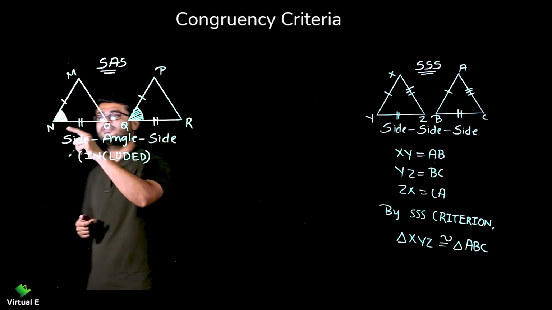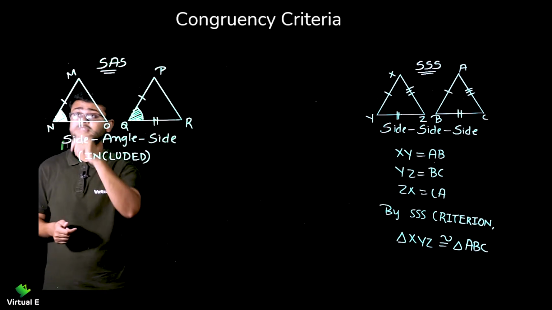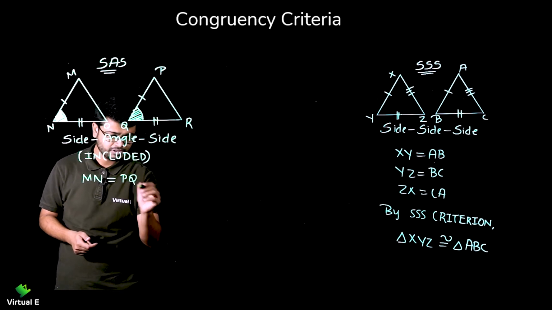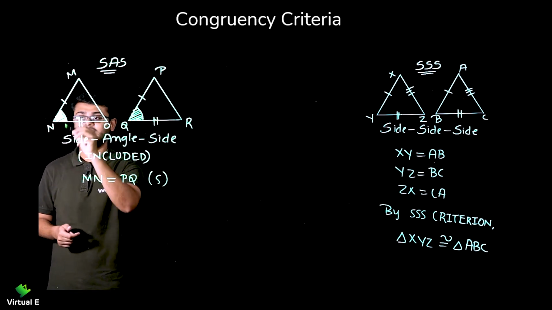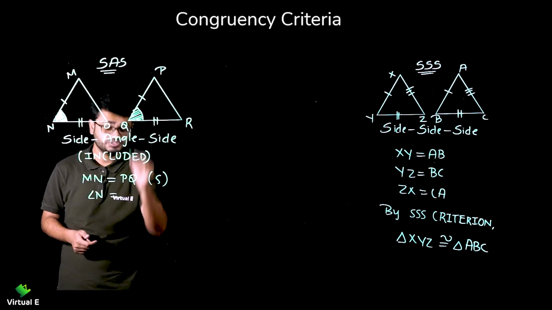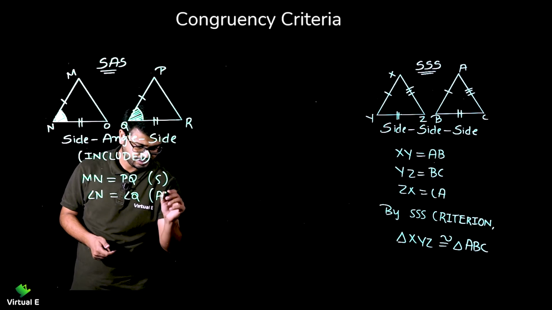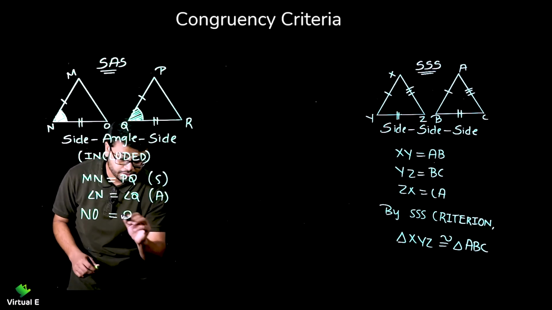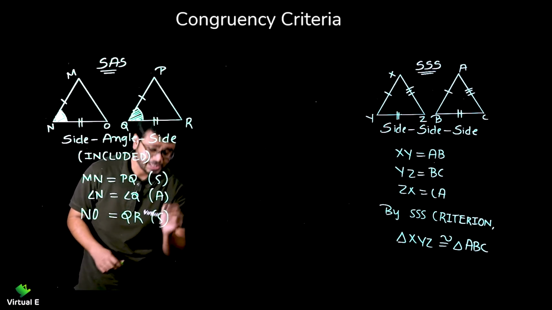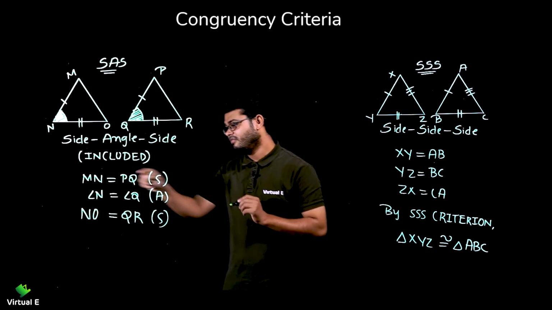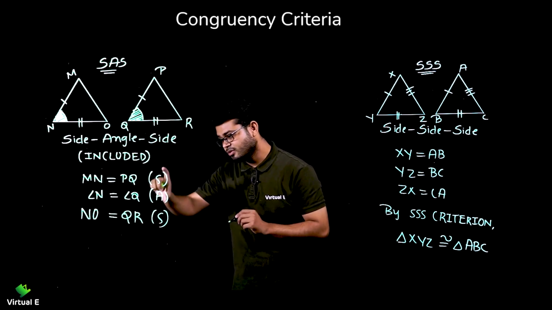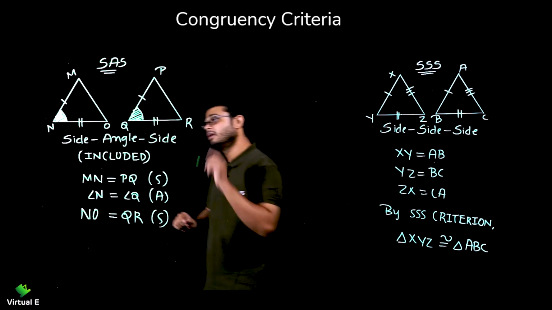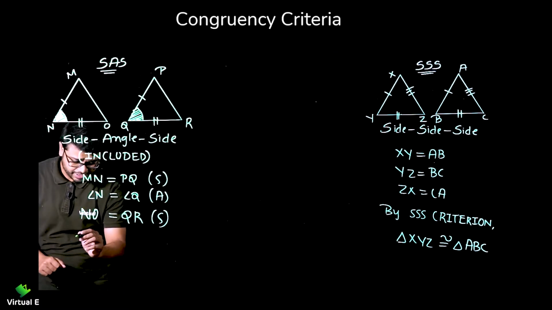So let's mention it. First, it should be what? Side, right? So MN is equal to what? PQ, right? That is our side. Then let's write angle N is equal to angle Q, that is our angle. And one more side, NO is equal to here QR, that is side as well, right? So we have one side, angle and side. So between these two sides this angle should be lying, means it should be included angle. Very important condition.